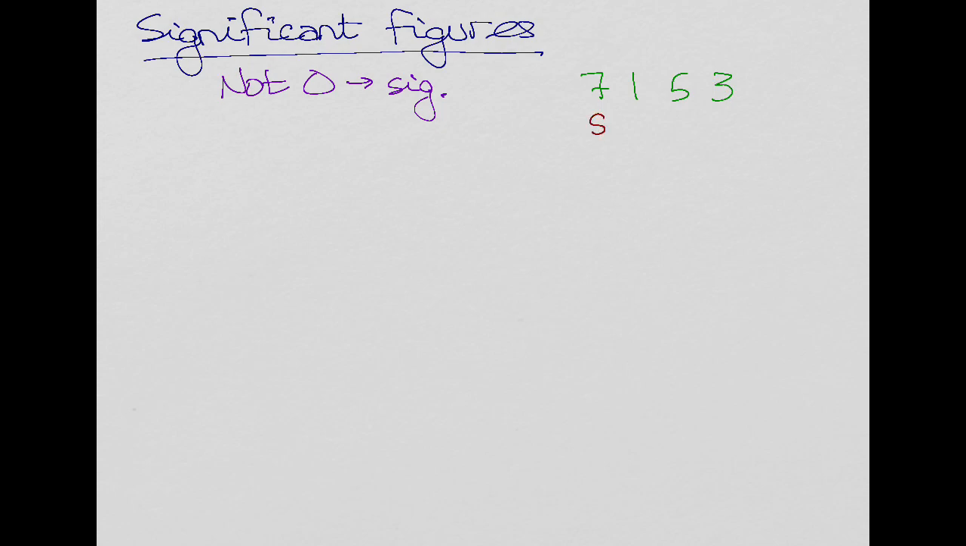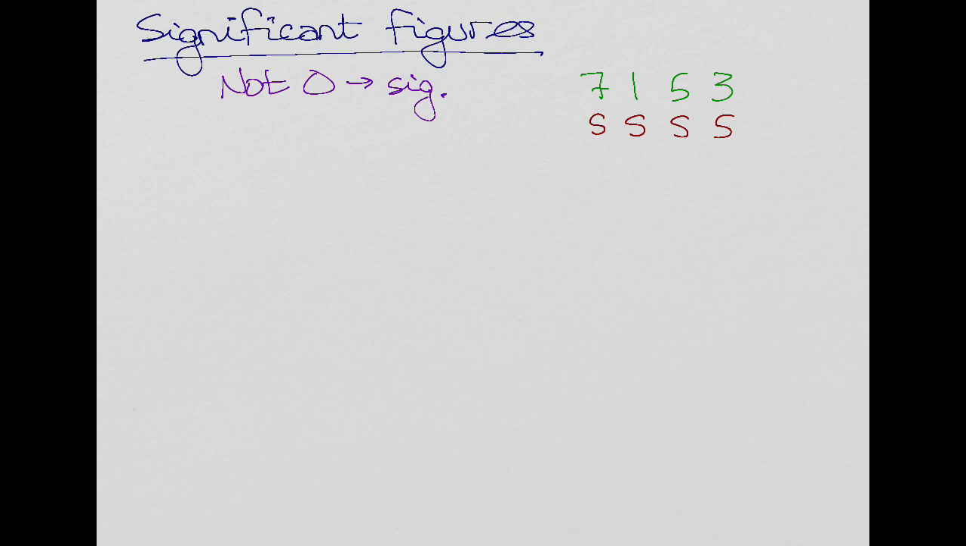So this is an S, just to be clear, S for significant. The 7 is significant. So is the 1. So is the 5. So is the 3. All four of those are significant because none of them are zero. So really the big question with significant figures is, what about the zeros? And the short answer to that is it depends where they are.